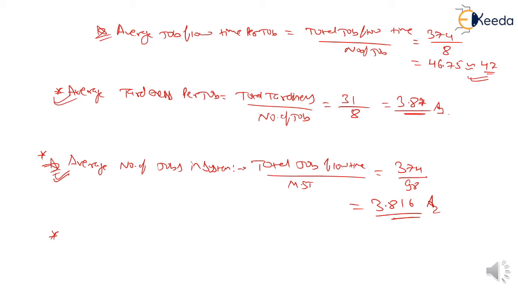Next one is the number of tardy jobs. As we calculated in the previous slide, the number of tardy jobs is 3. Clear to all how to calculate the terminology and how to calculate the sequencing by SPT rule. Okay students, let's move.